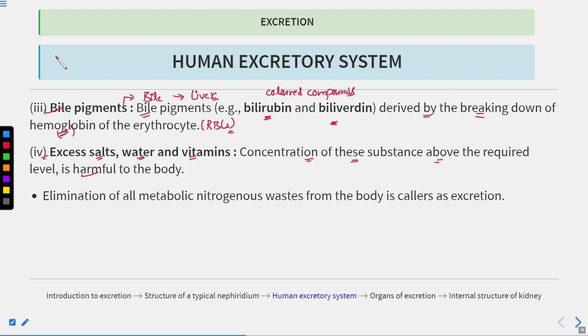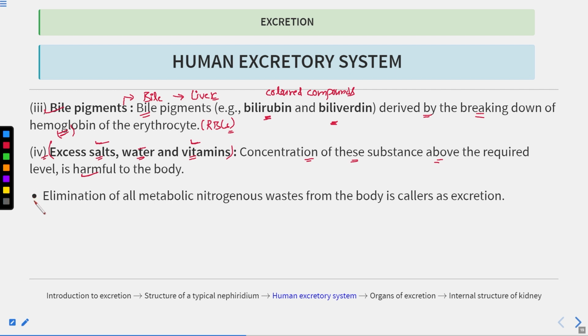So in day-to-day life, we eat a lot of salts, we take a lot of water, and we take a lot of vitamins. But if the amount is above the optimum level, then it can be toxic to the living organism. So the concentration of these substances above the required level may be harmful. So these excess salts, water and vitamins have to be eliminated out of the body.